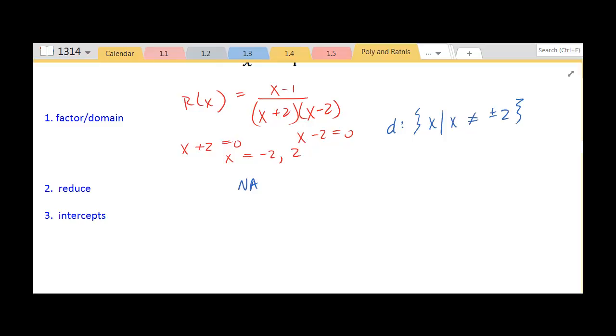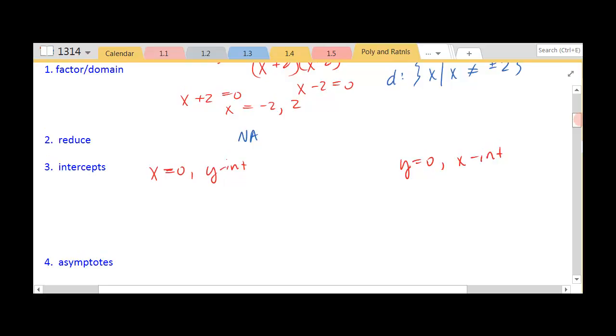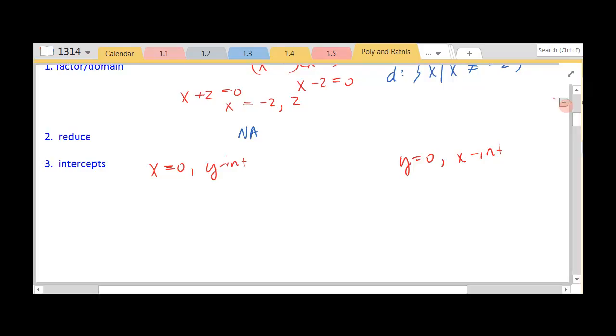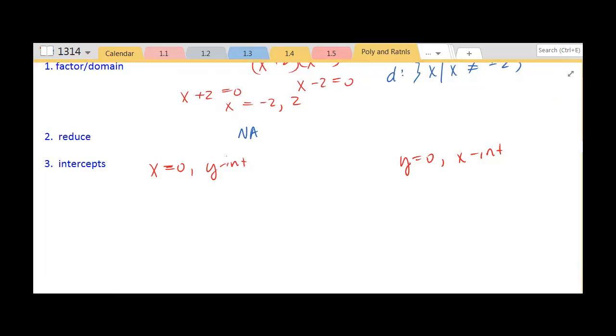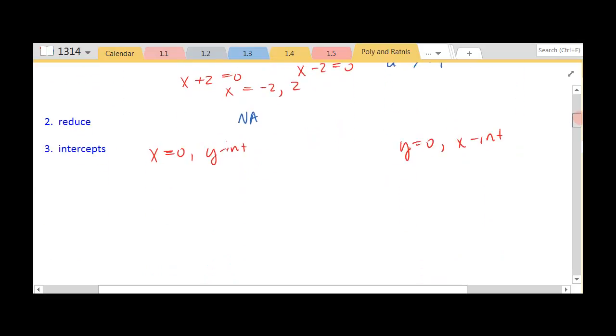The intercepts of this function are going to occur where x is equal to 0, which gives me the y-intercept, and when y is equal to 0, that gives me the x-intercept. So we're going to solve this equation twice, basically. For this one over here, this is usually the easiest one. Everywhere there is an x, I'm going to replace it with a 0. So remember that my function was x minus 1 over x squared minus 4. So everywhere there is an x, I'm going to replace it with a 0.